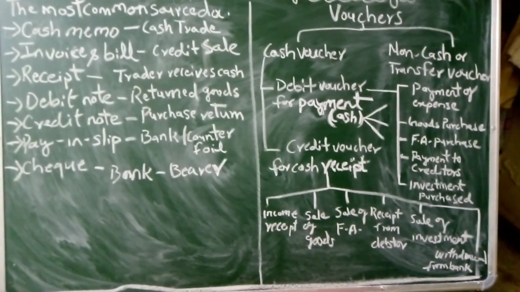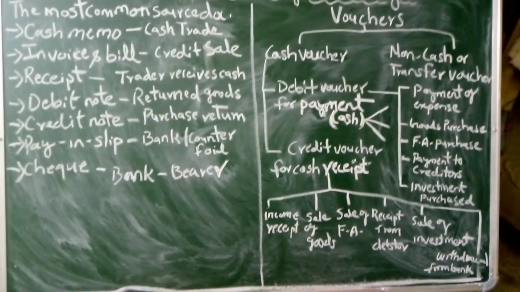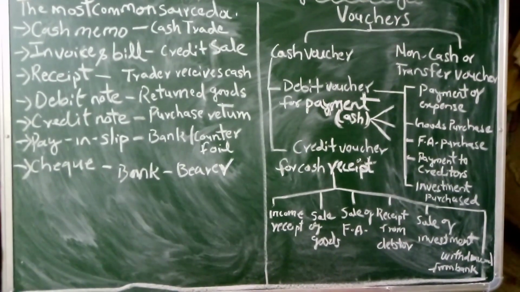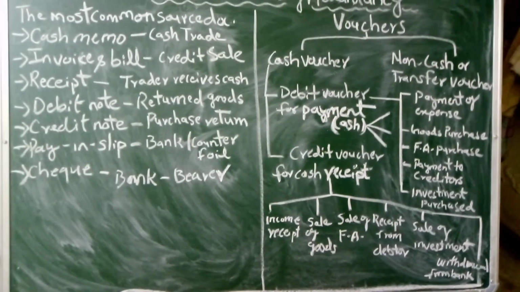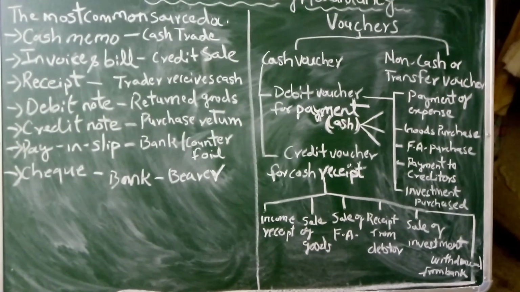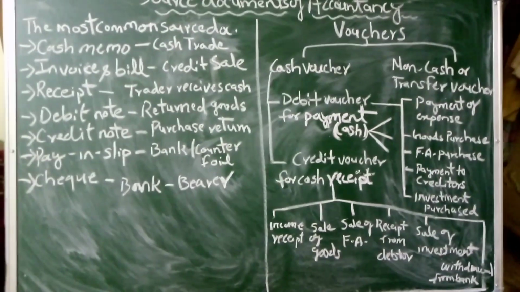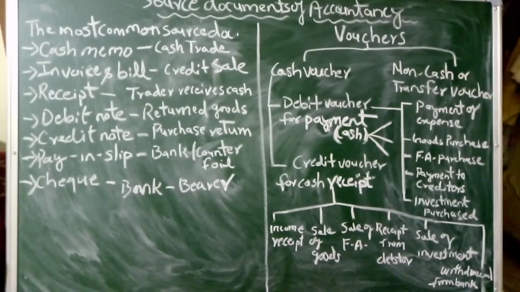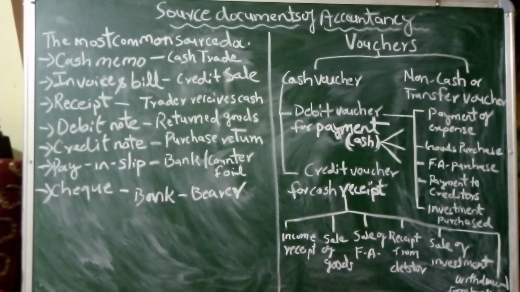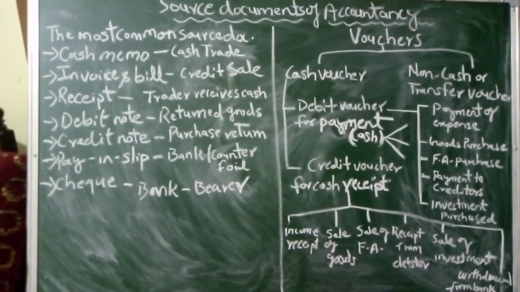Then credit vouchers, which are for cash receipts, when you receive cash in any of these forms: like an income receipt, sale of goods, sale of fixed assets, receipt from debtors, sale of investments, and withdrawal from bank. These are all the forms where you receive the money, you receive the cash. So in that case, you write credit vouchers. You make the first entry in the credit vouchers.